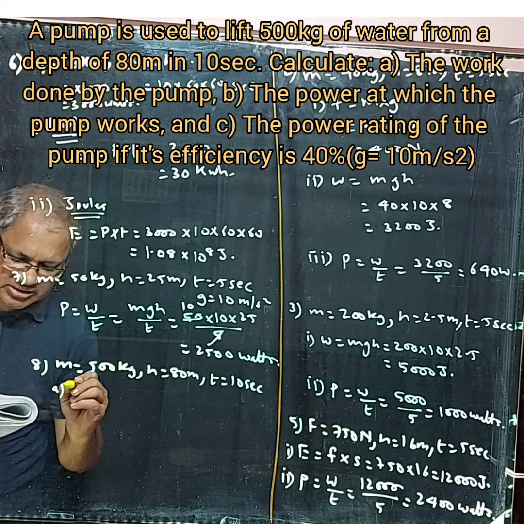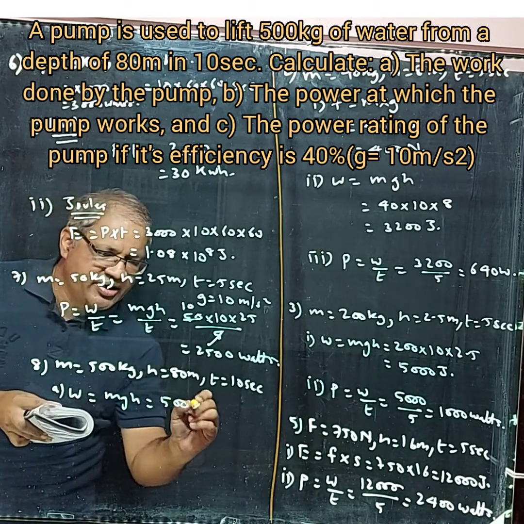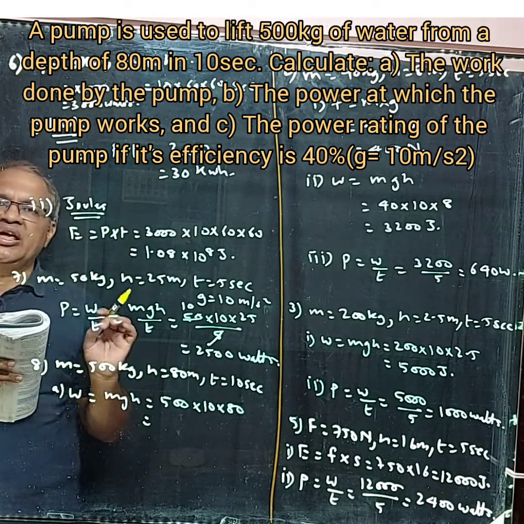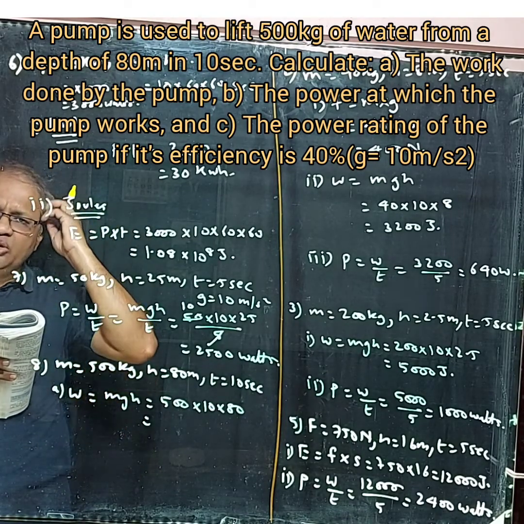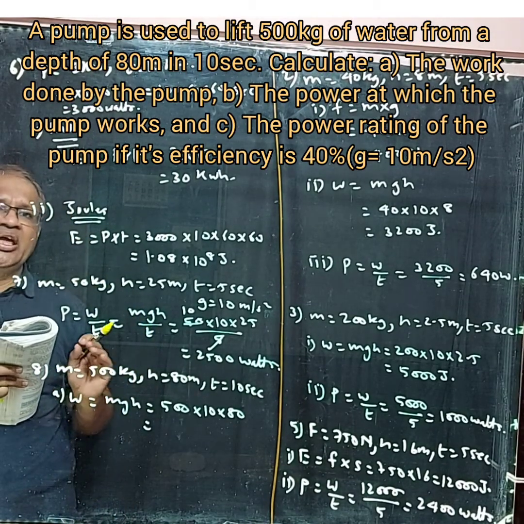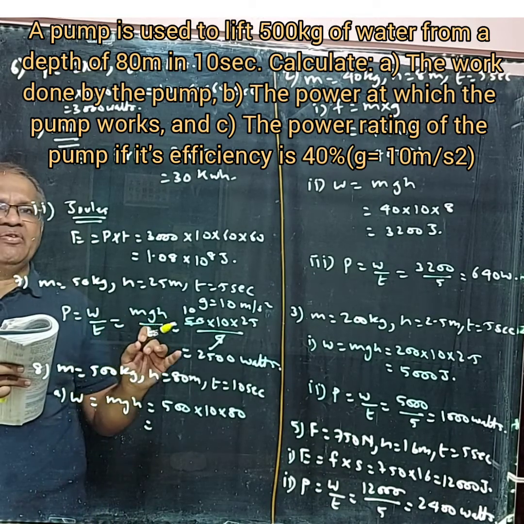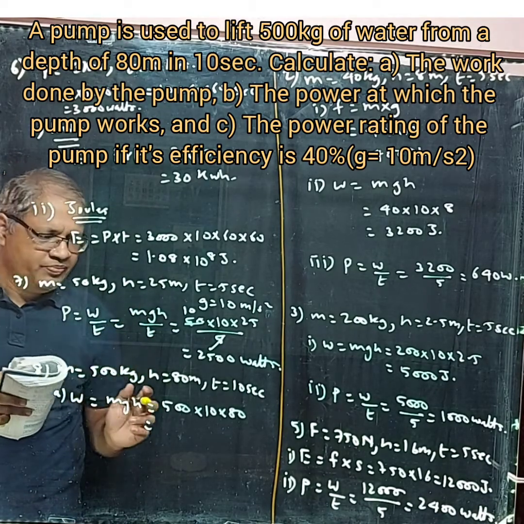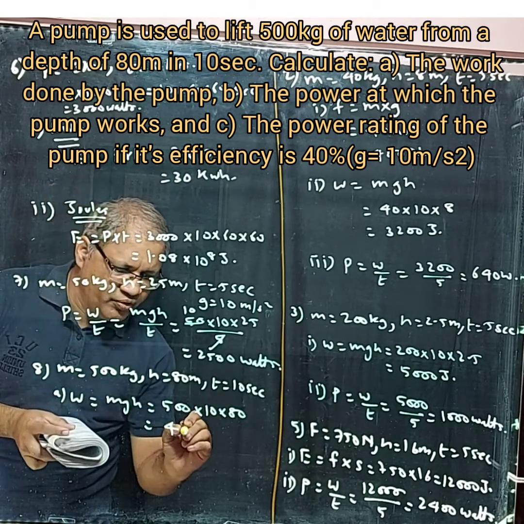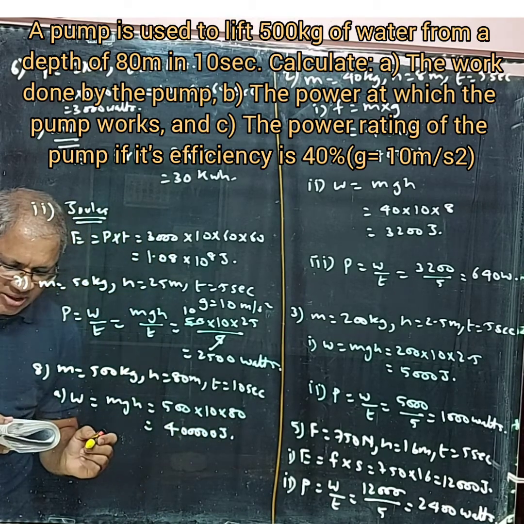The first part they are asking is the work done. So work is mgh. Mass is 500, g is 10, height is 80. If they give you gravity, then take whatever they have given. Otherwise, usually you take gravity as 9.8 meter per second square. If they specify 10 meter per second square, then take 10. But when they have not given gravity, always take 9.8 meter per second square. When you work this out, it comes to 4 followed by 5 zeros joules.